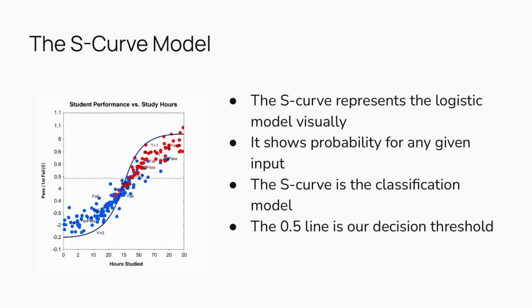So let's look at our hours studied data again. Instead of that useless straight line, this is what the logistic regression model looks like. It's the S-curve fitted to our data. You can see for low study hours, the curve is near 0. For high study hours, the curve is near 1. And it crosses that 0.5 threshold line right in the middle. This is a much better fit for our data.